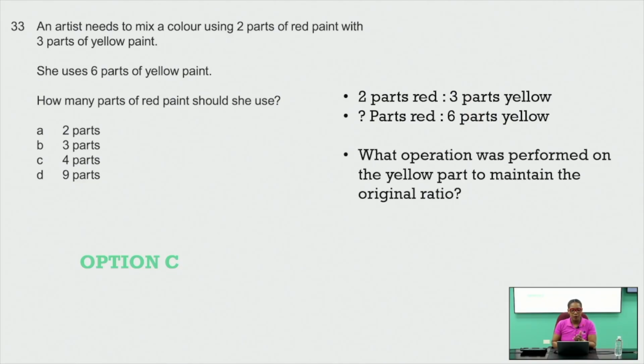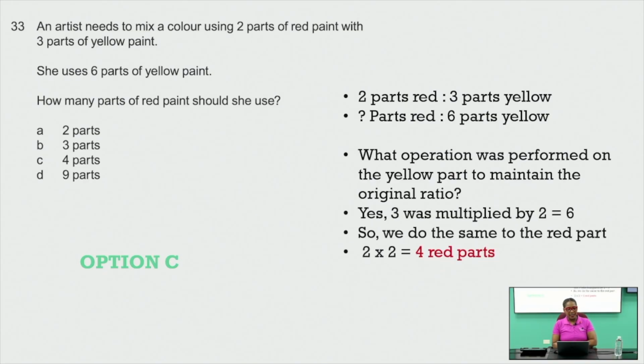What operation was performed on the yellow part to maintain the original ratio? 3 to 6 multiplied by 2. We could have added 3. But if we added 3, it would not maintain the ratio. So we're multiplying. So we multiply 3 by 2 gives us 6. We also have to multiply 2 by 2, which will give us 4. And that is why the option is C, 4 parts for your red paint. All right?